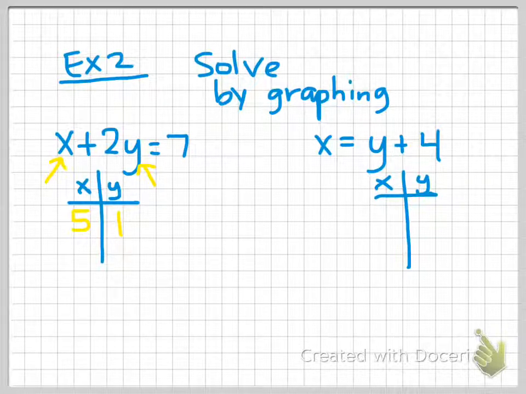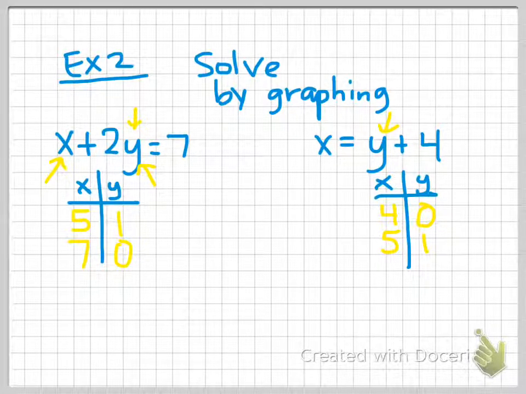Okay, let's try another one. We could put 0 in place of the y. That would give me 2 times 0, which is 0. So x would have to be 7. So (7, 0). All we need are 2 points to graph a line. Now on the second equation, x equals y plus 4. Whatever I put in for y, so if I put 0 in for y, 0 plus 4 is 4. And I could put 1 also. 1 plus 4 is 5. So these are 2 points for this line.